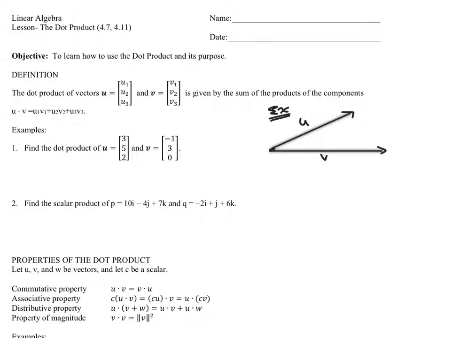How much does u have to contribute? How much does v have to contribute? And what a dot product will tell us is how much u is contributing in the direction of v, based on a length. So if I drop an altitude here, poor quality altitude, let me fix that.